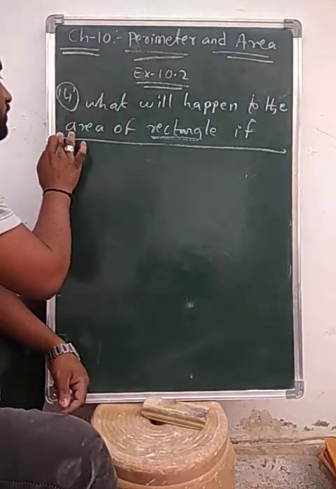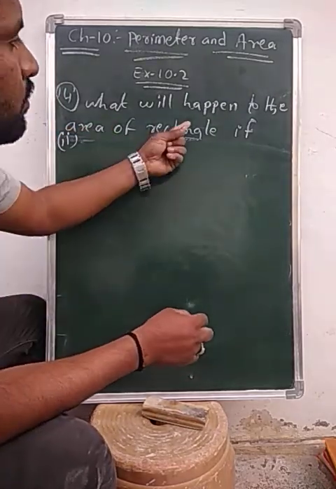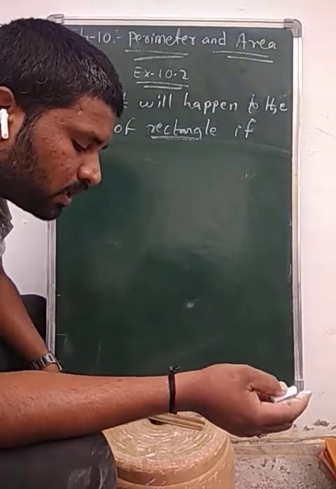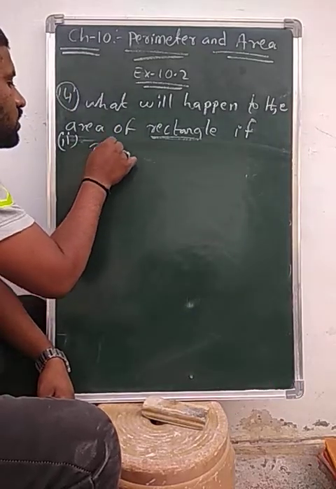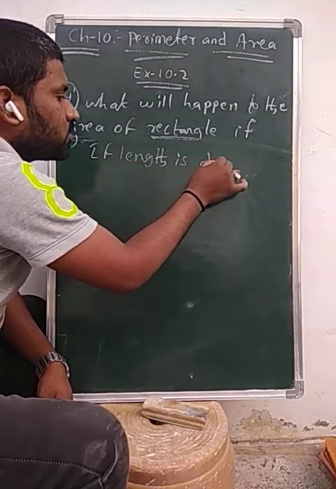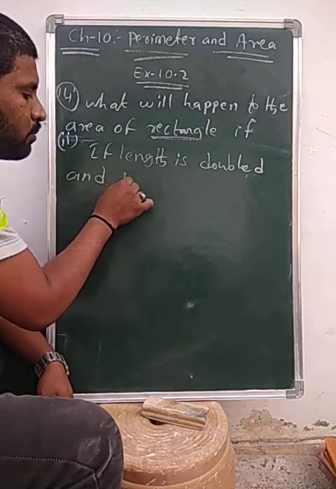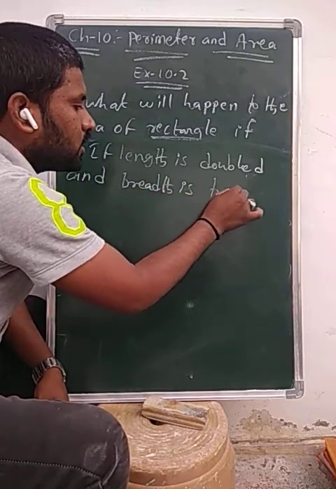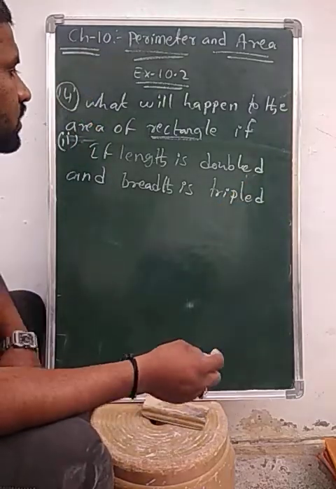The second question. What will happen to the area of a rectangle if length is doubled and breadth is tripled? Okay na? If length is doubled and breadth is tripled, then what will happen to the area?